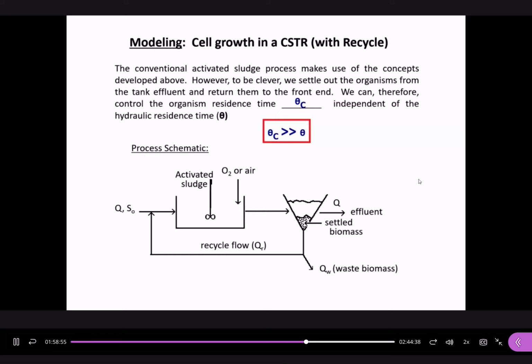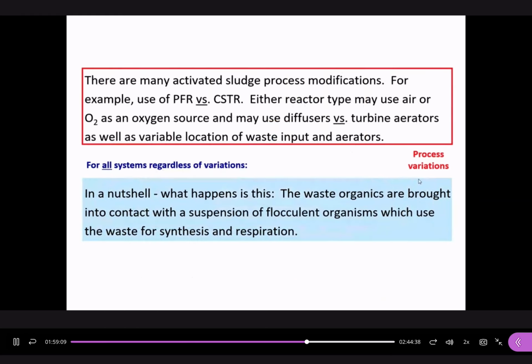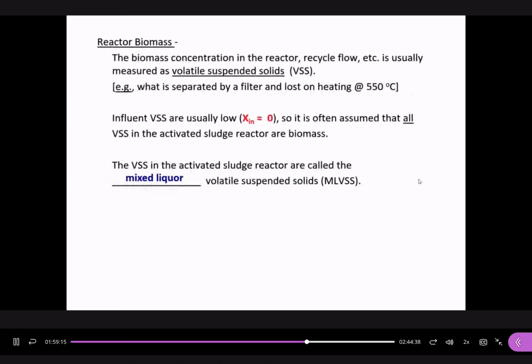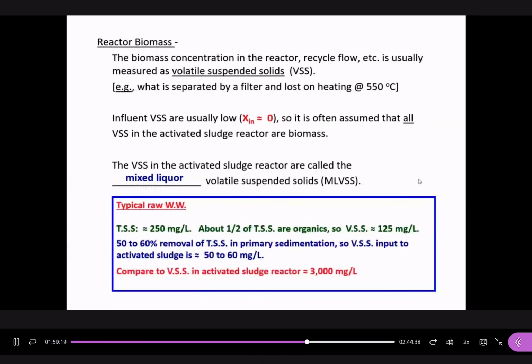Cell residence time versus hydraulic residence time. Let me skip some parameters. The detailed process, what happens? Typically in the tank, we define X. X is volatile suspended solids, which is an approximation. What is volatile? What is suspended solid?